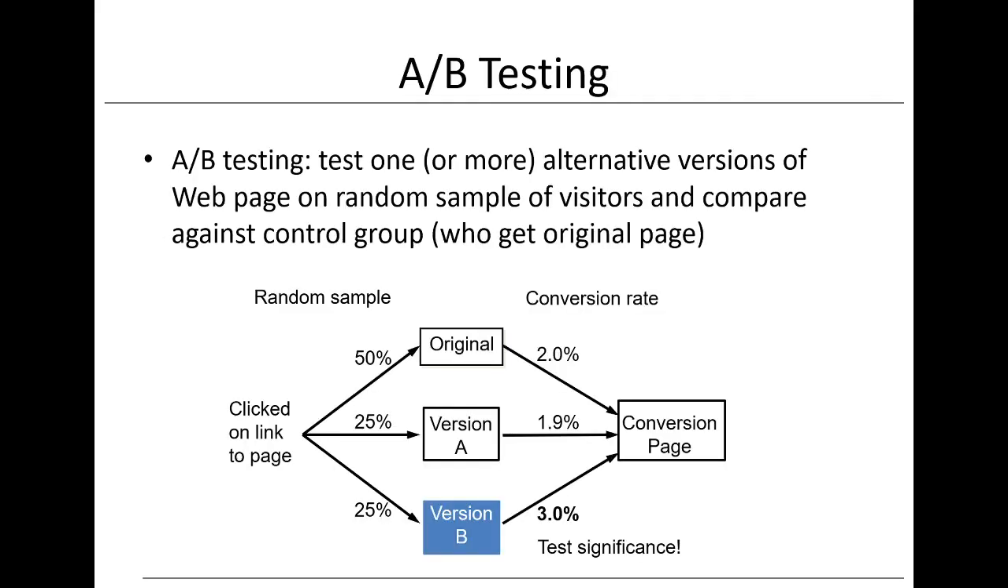The idea of A/B testing is to test one or more alternative versions of a web page on a random sample of visitors and compare their behavior in terms of, for example, conversion or bounce rate against a control group of visitors who get the original page. You can see this illustrated in the figure. 50% of the visitors get the original page, 25% version A and 25% version B. You can also see that version B gets the highest conversion rate. It remains to be tested, however, if this is statistically significantly different from the other conversion rates.